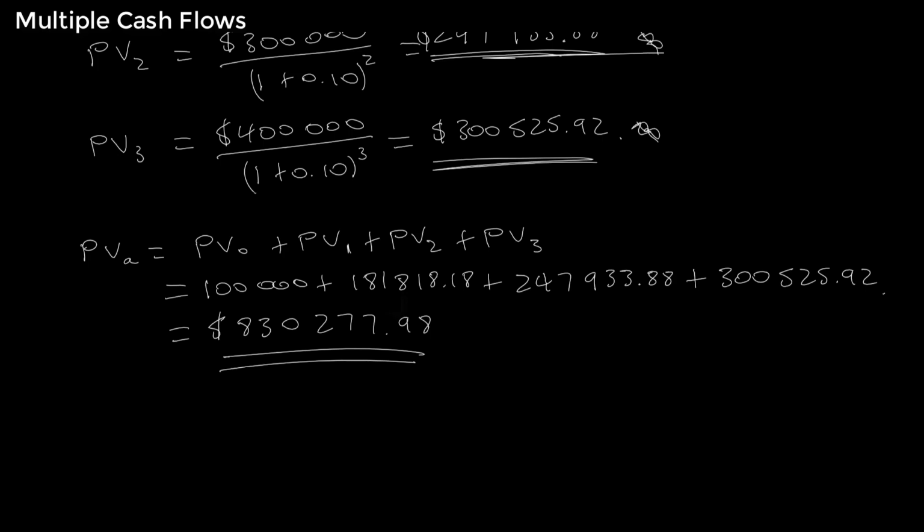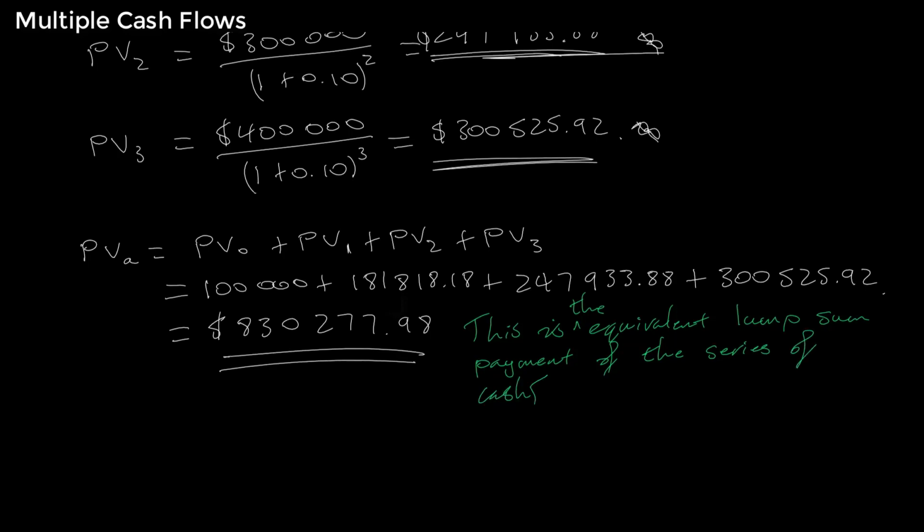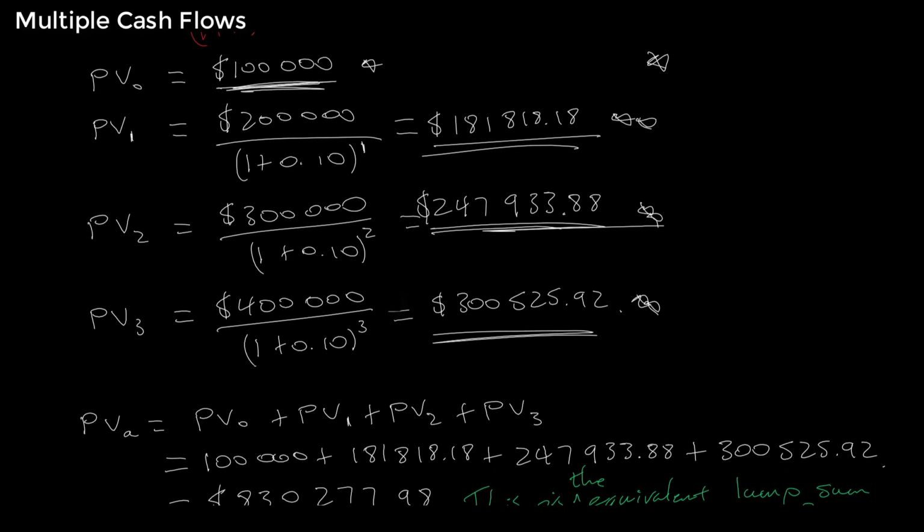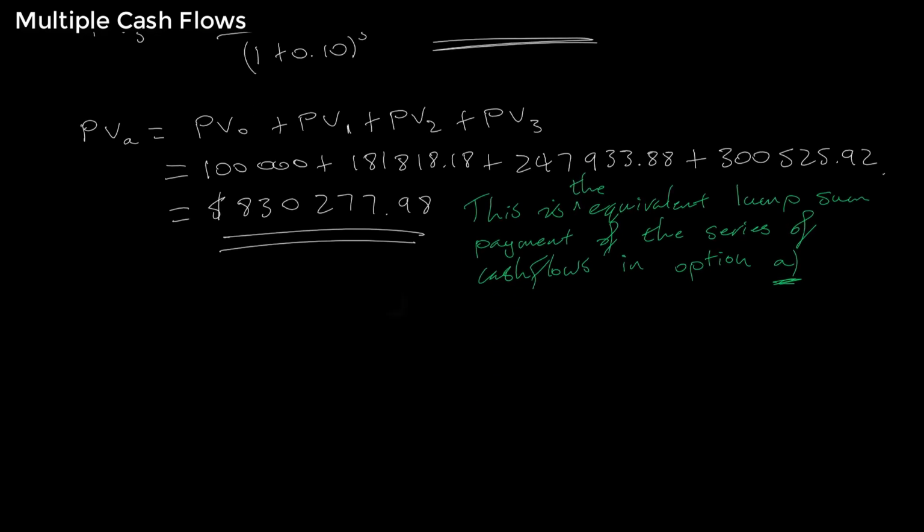Okay, so what does this essentially mean? As we discussed before, this is essentially the equivalent lump sum payment of the series of cash flows in option A. Okay, so what that means is if instead of waiting 3 years to receive 100, 200, 300, and 400,000, the equivalent present value amount, if your required rate of return was 10%, is $830,277.98.